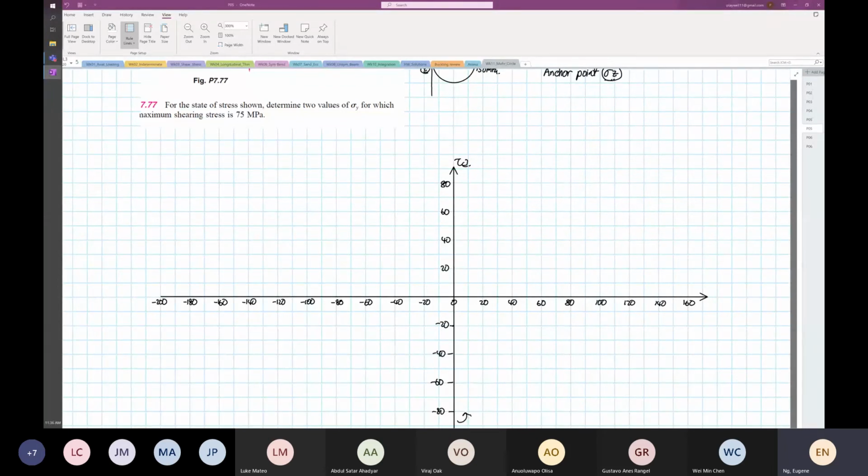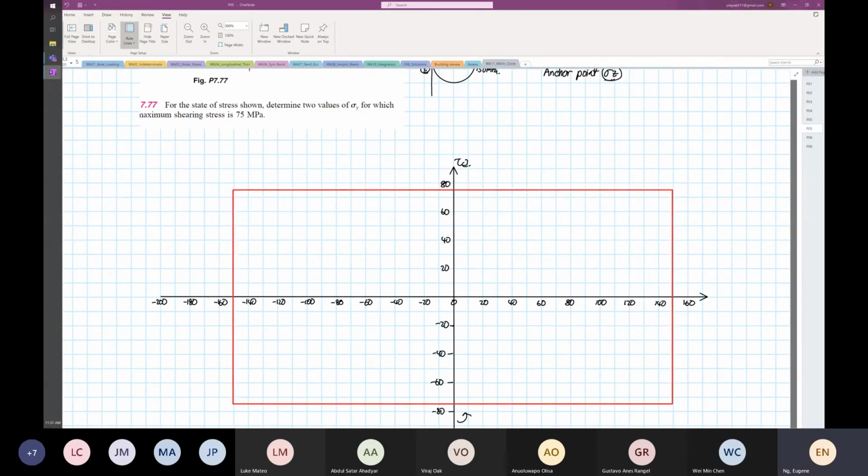Okay, you don't see this in a lot of books at all. In fact, you can't see it. Okay, I'm going to draw a box in red. This box will have this limit. So we'll have a limit of 75, 150. Okay, so this is a box.